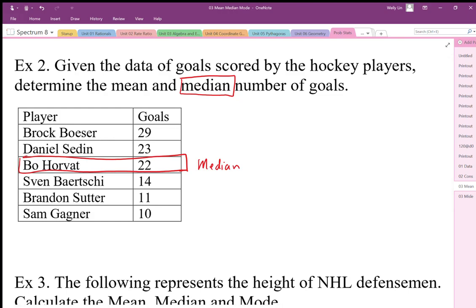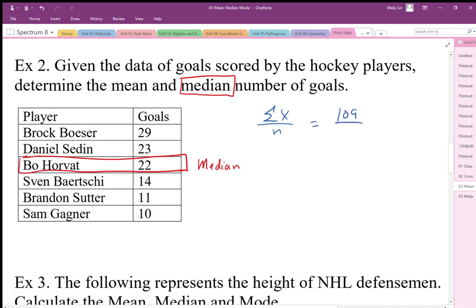Okay, so we want to add up all those goals. So there's 29 plus 23 plus 22 plus 14 plus 11 plus 10. So the total number of goals looks like the total number of goals is 109. Okay, so I'm going to do this in a different color. So the total number of goals is equal to 109.